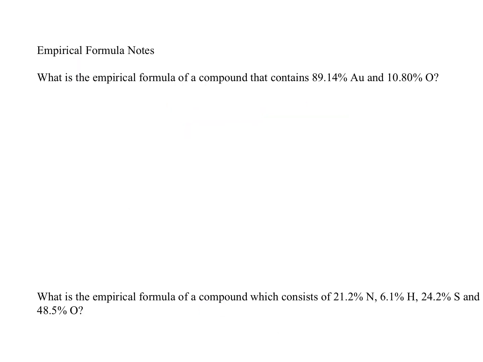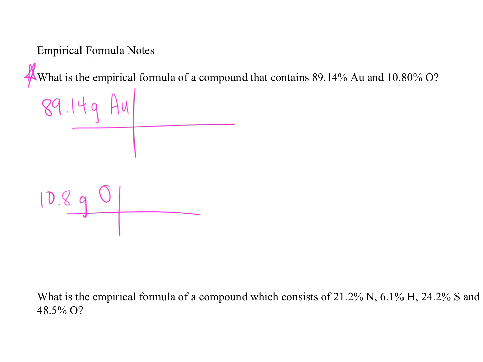Okay, so for this next problem, we are given our values in percentages, so we need to make that switch right at the beginning. So we're going to say 89.14 grams of gold and 10.8 grams of oxygen, right? All we're doing is swapping that unit for grams, and we're acting like we're able to examine a 100-gram sample of that because they're going to add up to 100%. So that means they add up to 100 grams.